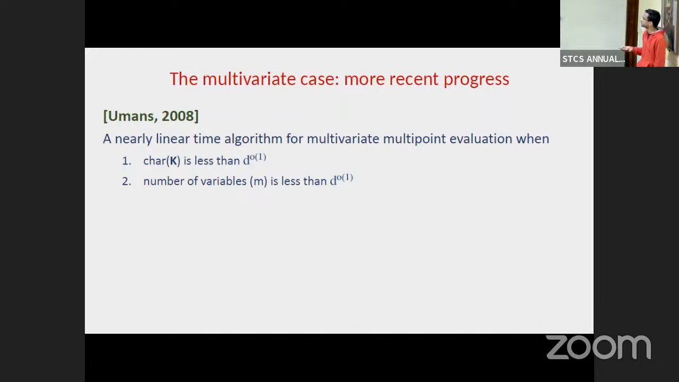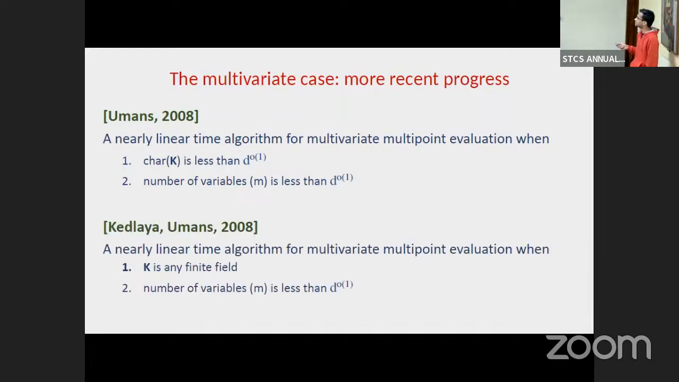And shortly after this, Kedlaya and Umans gave a nearly linear time algorithm for this problem over any finite field, provided that the number of variables is small. So if the number of variables is sublinear in the degree, and you are over any finite field, then Kedlaya and Umans' algorithm will run in nearly linear time.